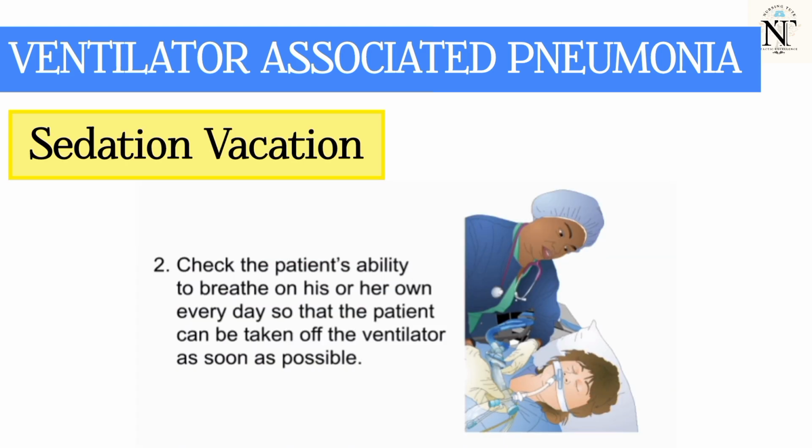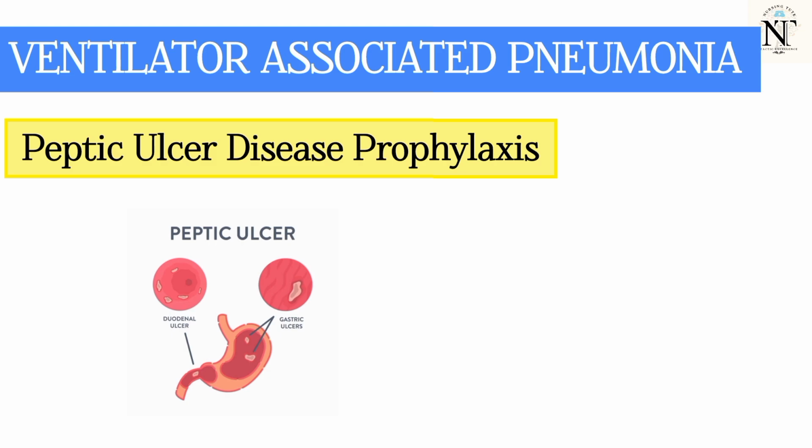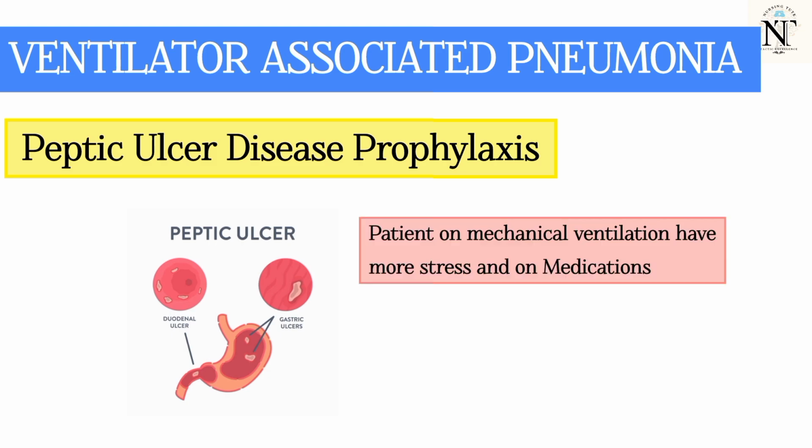Next, sedation vacation. The physician will daily interrupt the patient's sedation in order to assess the readiness for extubation because early extubation will reduce the risk for VAP, right? And peptic ulcer disease prophylaxis. Usually, a patient on mechanical ventilation has stress and may be on many other medications. Okay, this will eventually result in peptic ulcer in the stomach and the intestine. In order to prevent this, we have to administer peptic ulcer disease prophylaxis.